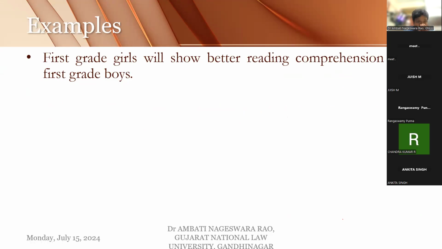Okay. We have 2 more examples before discussing the various steps in conducting hypothesis testing. First grade girls will show better reading comprehension than first grade boys. Now, can anybody identify what the variables are in this particular hypothesis? Are there any variables in this hypothesis?